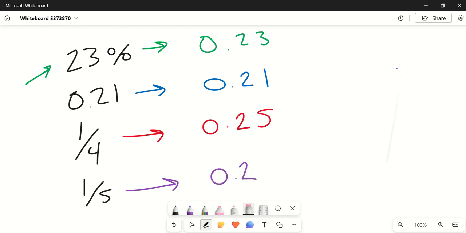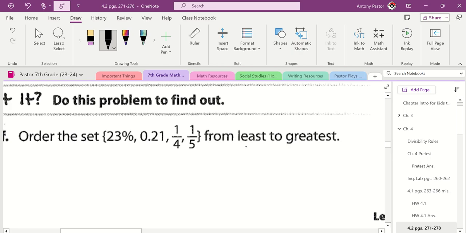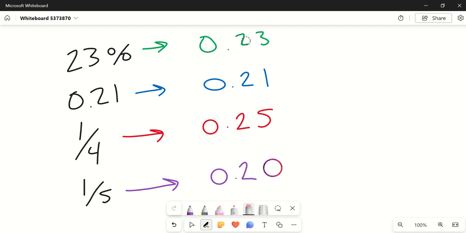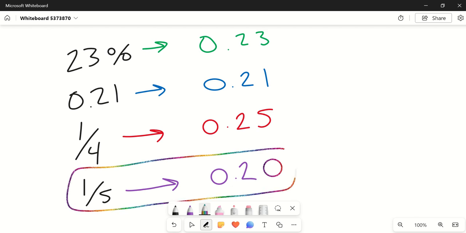Now, all of these have 2 place values though, so I'm going to go ahead and throw a 0 in there so I can compare. Now, since we are doing least to greatest, I'm going to go back and double check that that is my answer from least to greatest. I'm going to look and see which one of these is lower. We're comparing 23, 21, 25, and 20 because all of these are 0. They're all positives, so we can cut those off. So the lowest one is the 20, or this one.